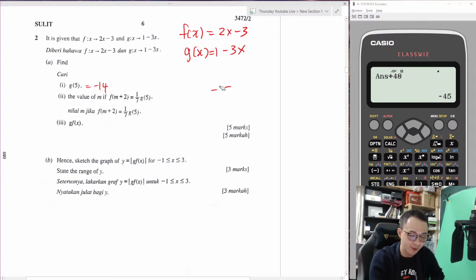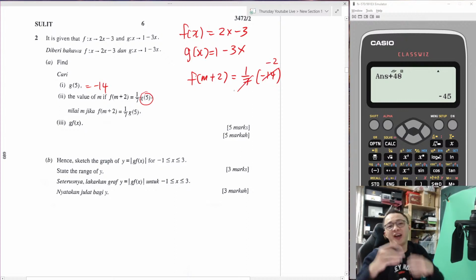Okay, then the second one, they asked us to find the value of m if f(m plus 2) equals 1 over 7 g(5). g(5) we know is equal to negative 14. We just did it just now. So when f(m plus 2) equals 1 over 7 times negative 14, the whole thing simplifies to negative 2.